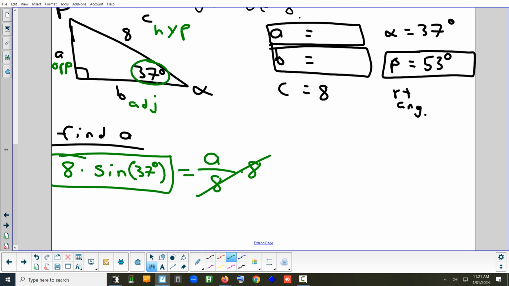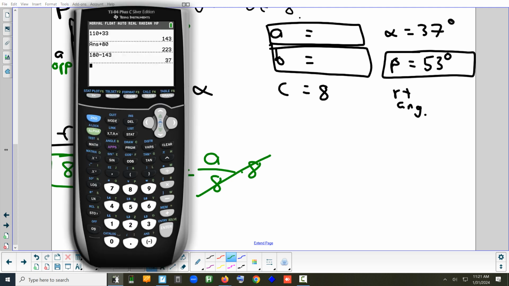Can someone read to me what it says in that box? 8 times sine of 37 degrees. Okay? Because we're doing this in degrees, we cannot be in radians. So go to mode, put in degrees, and then type in 8 times the sine. And what are you filling into the sine formula? The number 37. Okay, so that means A is about 4.815.